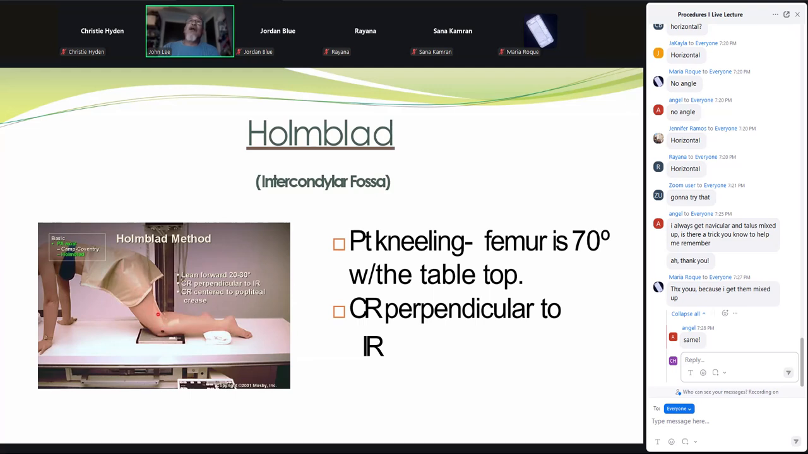And remember, we're not going off of the hamstring because this is soft tissue. The femur is residing mostly anterior in the thigh here. So we're going off of that. Have the patient lean forward 20 to 30 degrees from 90 degrees, and then have the CR enter at the popliteal crease. It will be perpendicular to the IR.